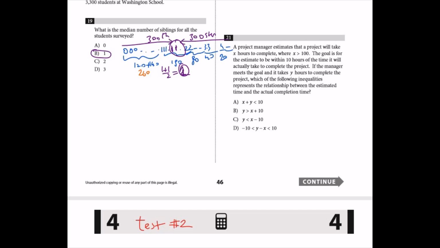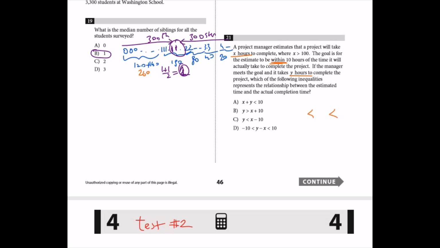A project manager estimates a project will take X hours to complete, where X is greater than 100. The goal is for the estimate to be within 10 hours. Within is the key word. 10 hours of the time it will actually take to complete the project. If the manager meets the goal and it takes Y hours to complete the project, which of the following inequalities represents the relationship between the estimated time and the actual completion time?